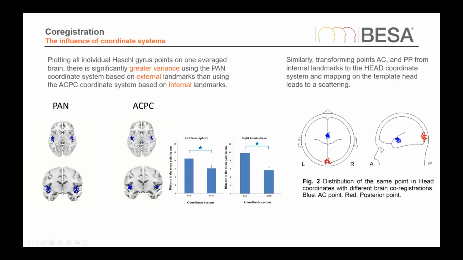And what we could also see is that while the scatter of the AC point is relatively homogeneous, maybe a bit stronger in the Y direction and the Z direction than the X, the posterior point also has a wider spread in the Z direction. That's because there's a tilting of the brain axis with respect to the exterior landmarks that can cause a stronger shift as we go away from the center.